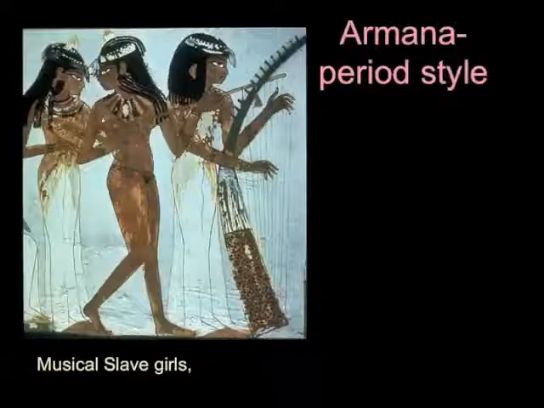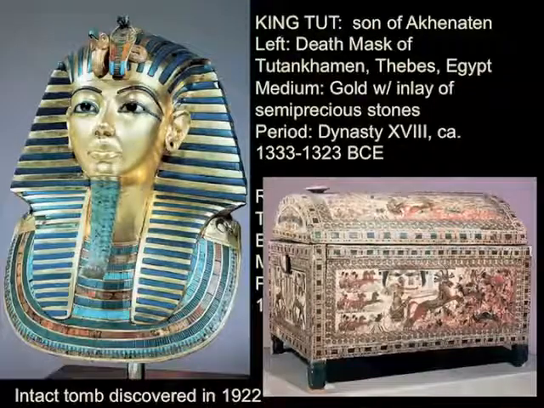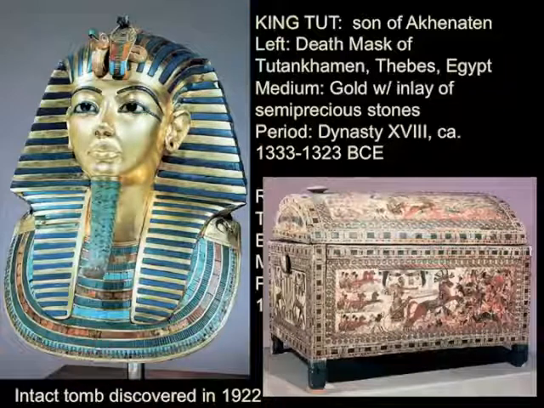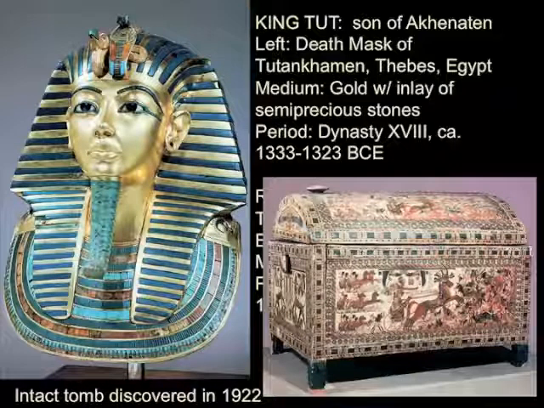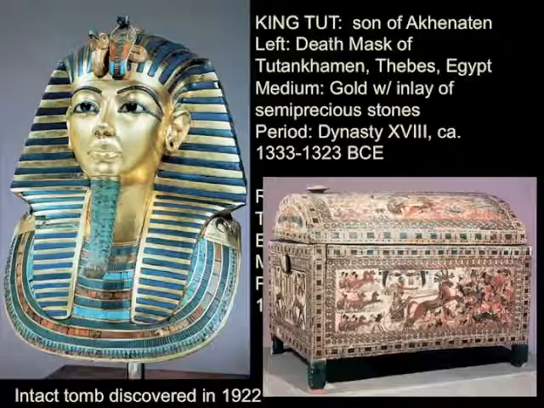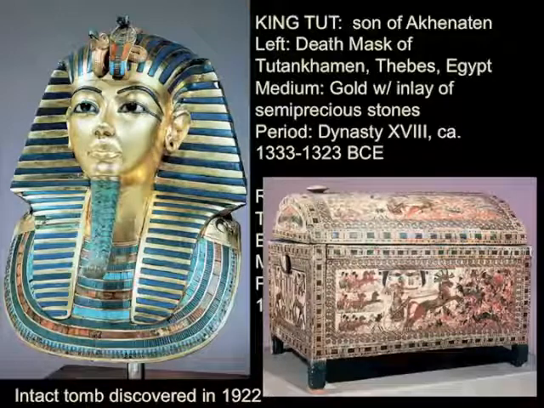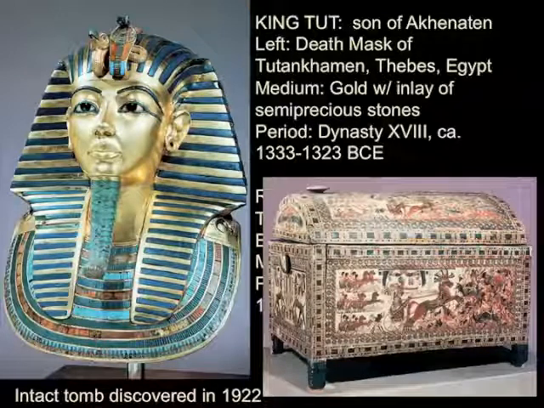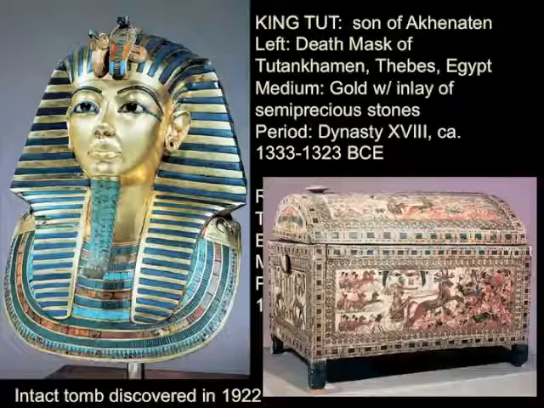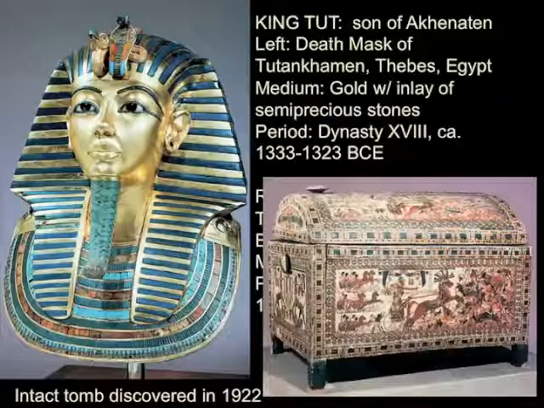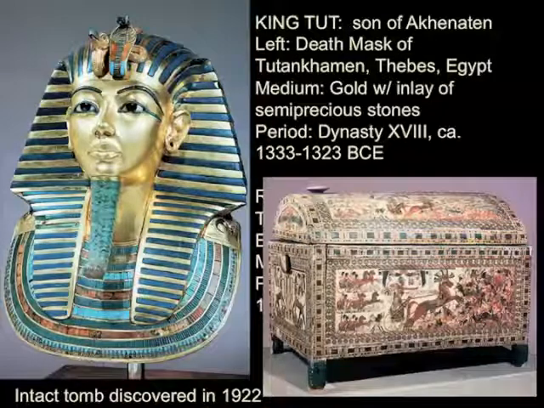Not so far from the tomb of Hatshepsut, we have the tomb of King Tutankhamen, who was probably one of the many, many children of Akhenaten. And King Tut died at age 19. He accomplished nothing of significance. He was minor as far as history is concerned.